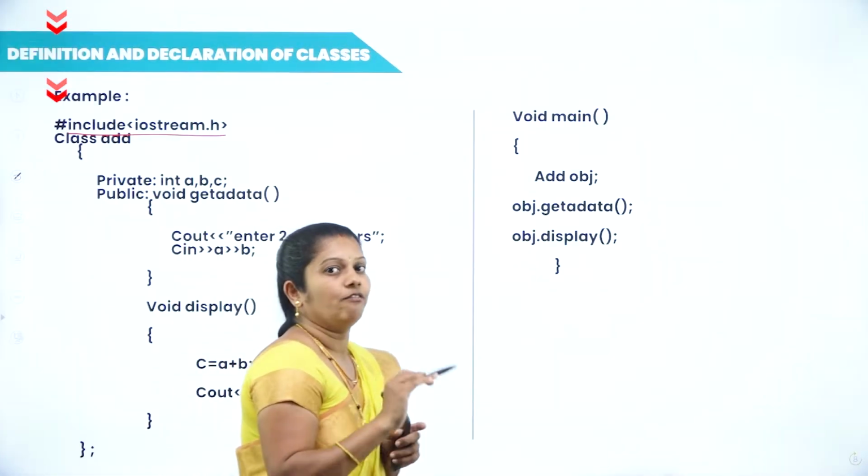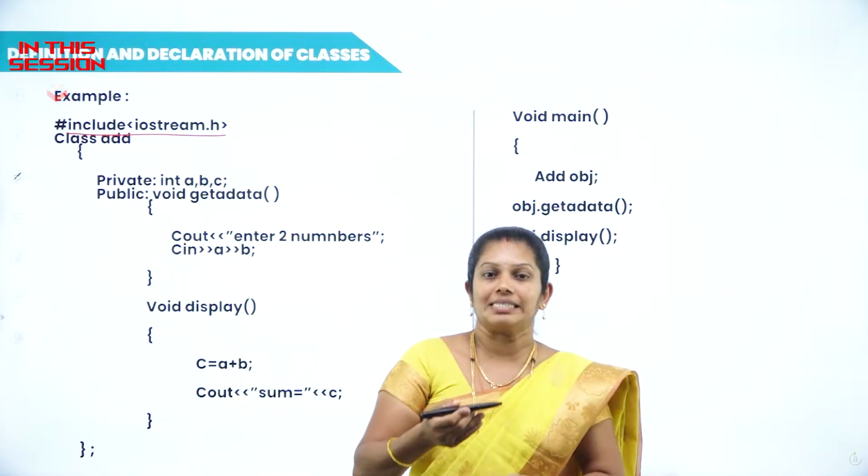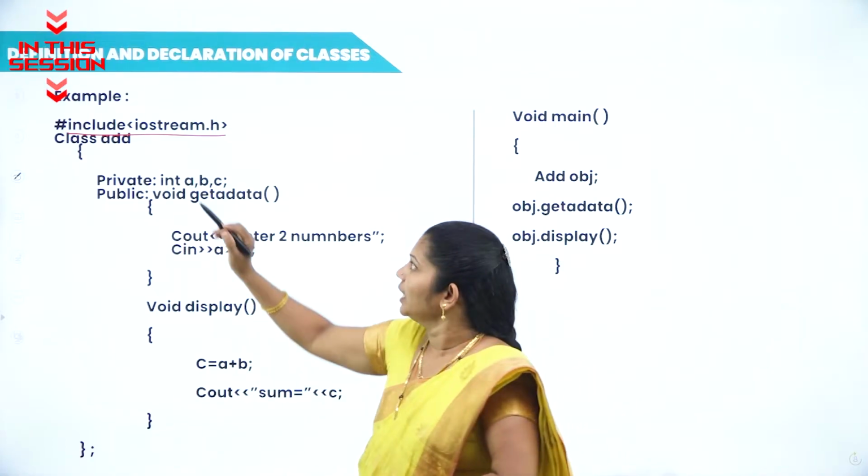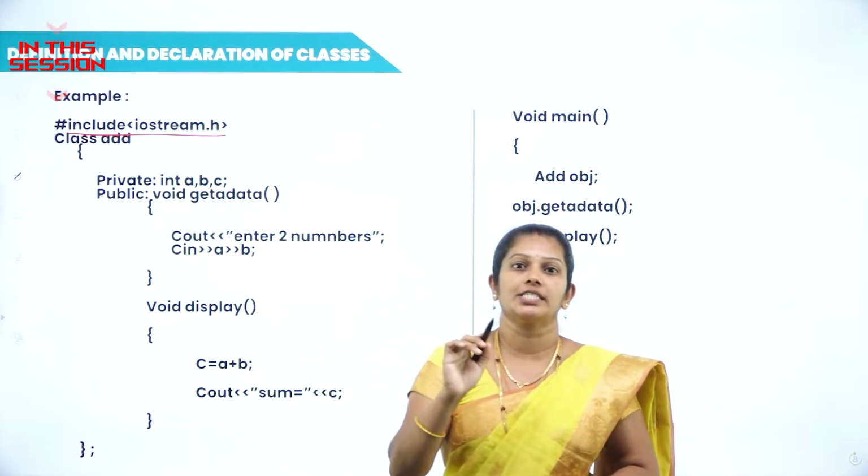In the program, when we are using input operations like cin as well as cout, the supporting header file is iostream.h.